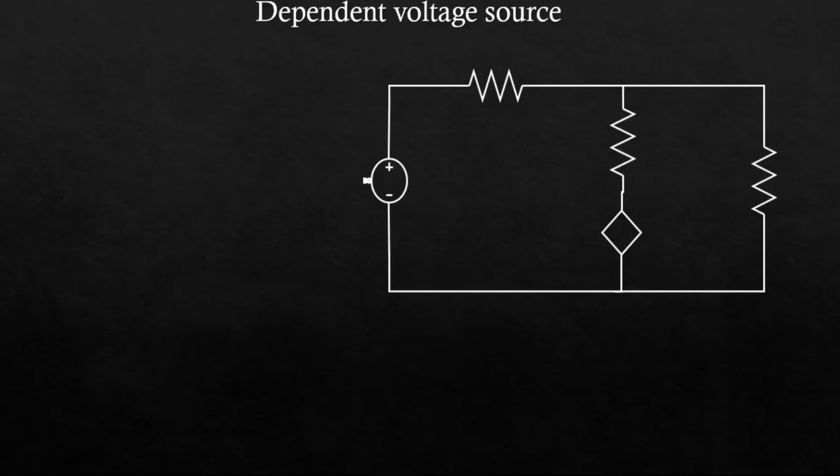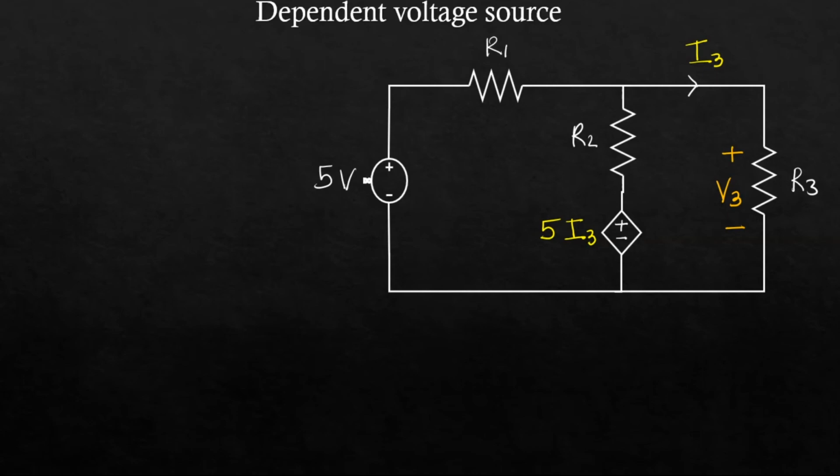Next is the dependent voltage source, meaning a voltage source whose value depends on a voltage or current at some point in the network. Let's say this is R1, this is R2, this is R3, and this is a voltage source of 5 volt. Let the current in the R3 branch be I3, and let the voltage across R3 be V3. This is my dependent voltage source. Suppose I say the voltage of this source is 5I3. Now you see the voltage depends on the current flowing in R3. That is why this is a dependent source, because its potential difference depends on the current in the network.